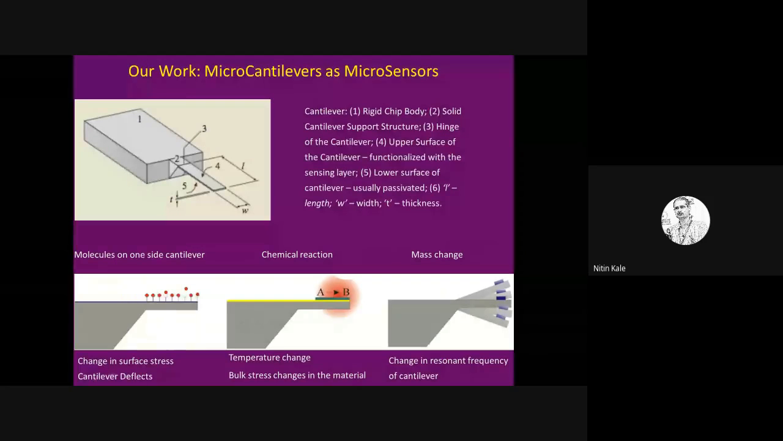In this picture, this part is your cantilever. This is the substrate, and this is the hinge region. You can see the dimensions: length, width, and thickness, and you can see that the thickness is much smaller as compared to the length and width. This is free to move.